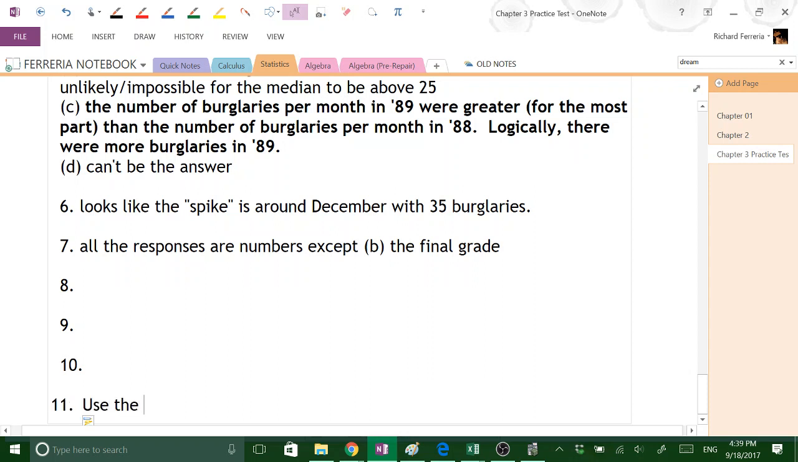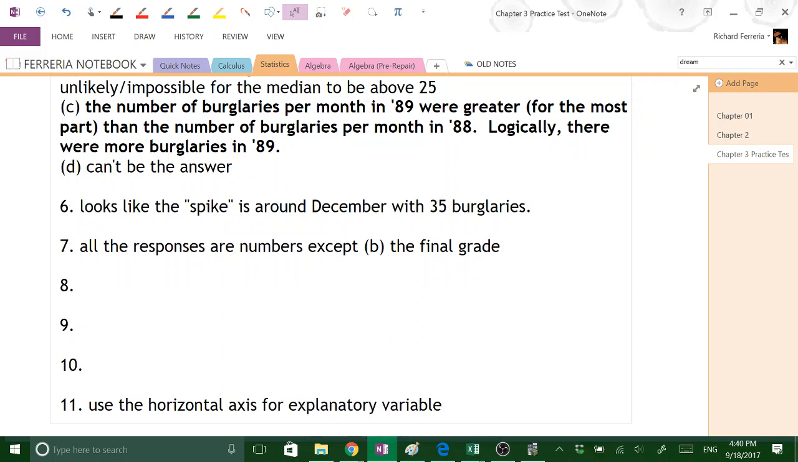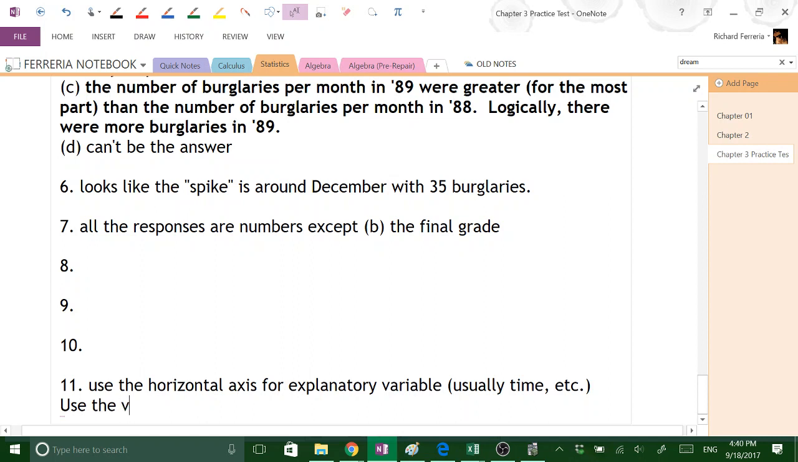We want to use the horizontal axis for the explanatory variable, usually time. Use the vertical axis for the response variable.